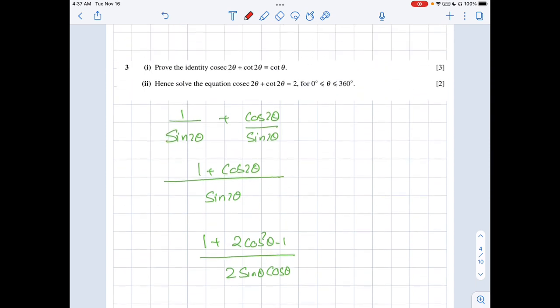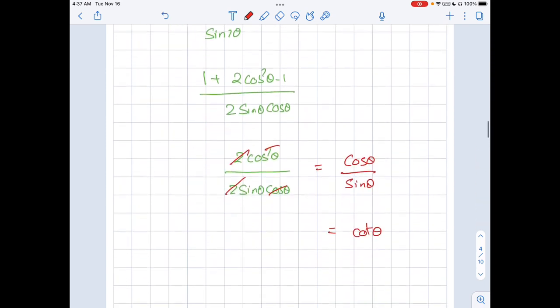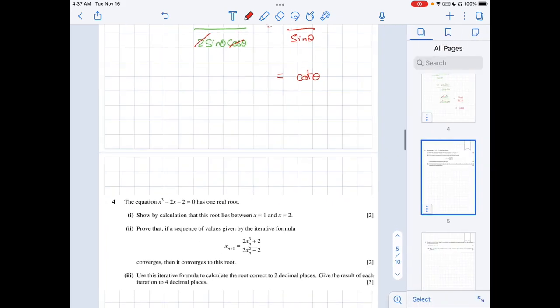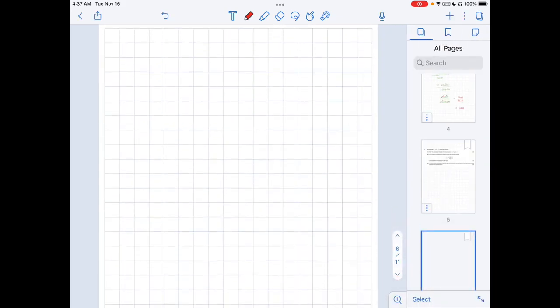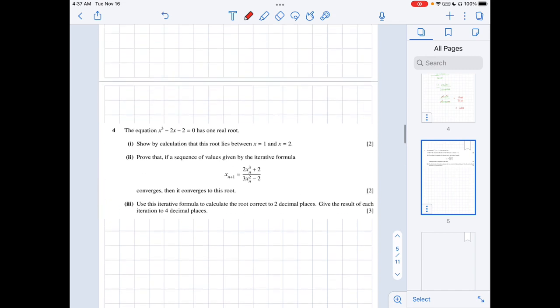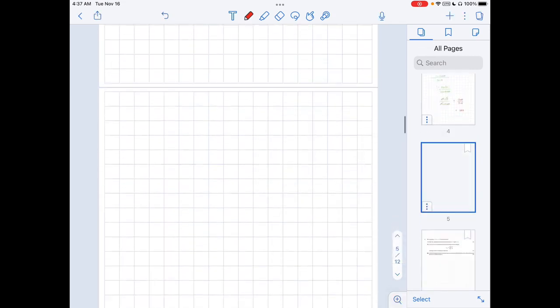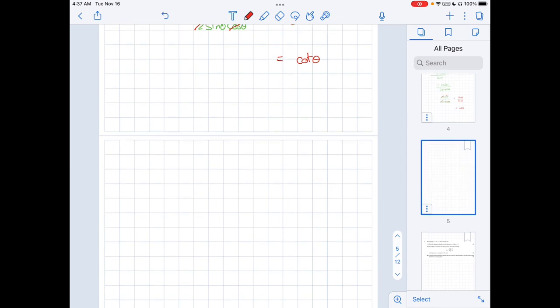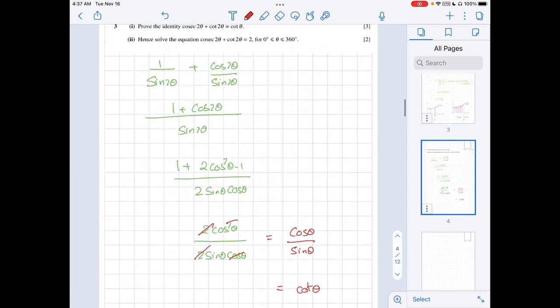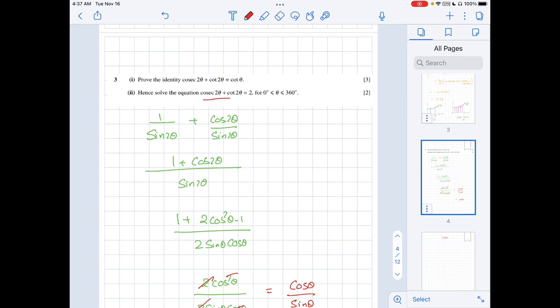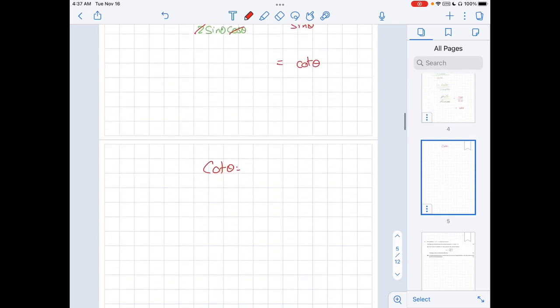Now hence solve the equation cosecant 2 theta plus cot 2 theta equal to 2, lying between 0 and 360. So we have to solve that equation. So I add a page over here. So cot theta equal to what has been given, cosecant 2 theta plus cot 2 theta is equal to 2.